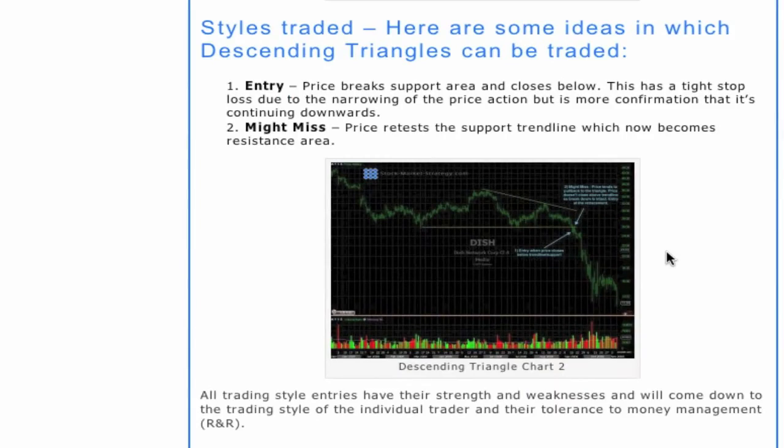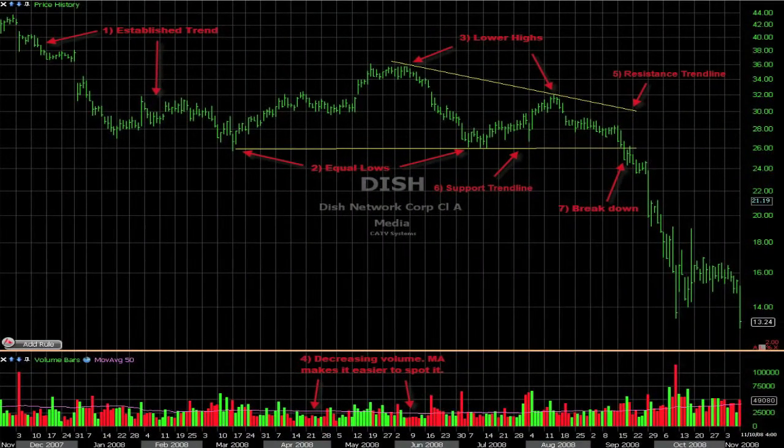The descending triangle is a bearish continuation pattern, meaning we'll be looking to trade in the direction of an already established downtrend. The descending triangle gives us the consolidation a stock needs in order to continue down.